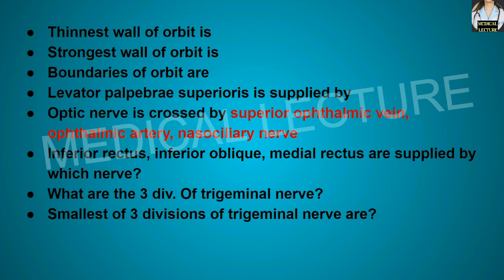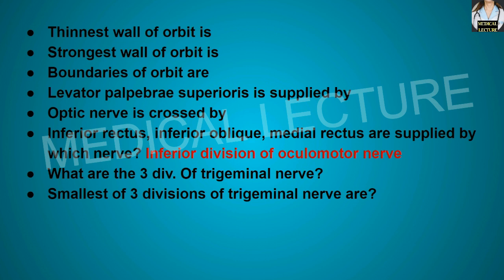The inferior rectus, inferior oblique, medial rectus. These all muscles are supplied by which nerve? So they are supplied by the inferior division of the oculomotor nerve.